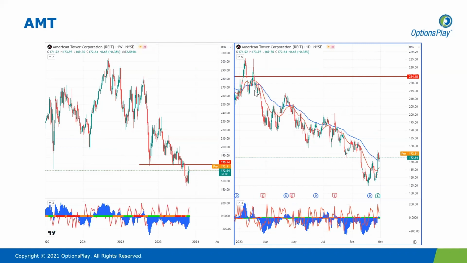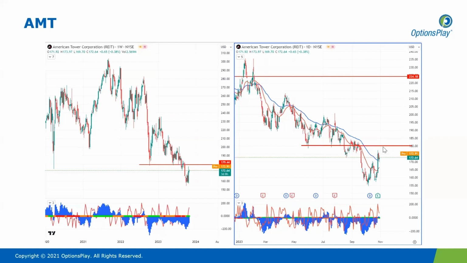Okay, AMT. So AMT is a new idea, part of the real estate sector. What we've seen here for AMT is a very strong move to the downside, price breaking below that 180 major level. And we've had earnings, which saw a rally in price, breaking above its 55-day exponential moving average.